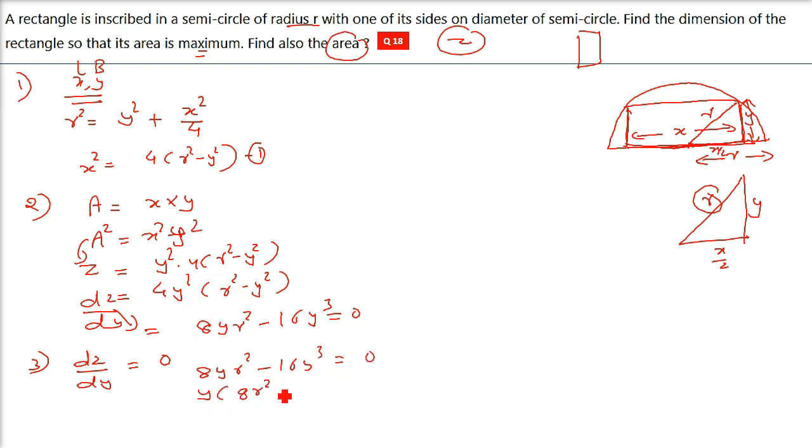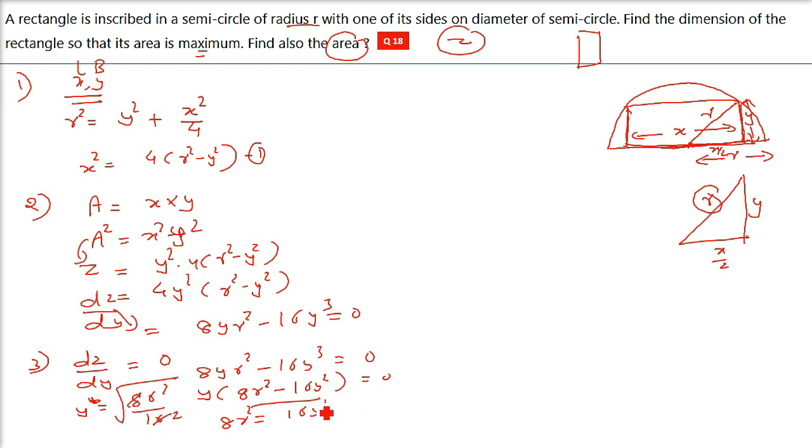That means y into 8r square minus 16y square equals to 0. Y cannot be 0, so 8r square has to be equal to 16y square. From here we get y square is equal to 8r square by 16. So 8 to the 16 it goes. It's simply r by root 2.